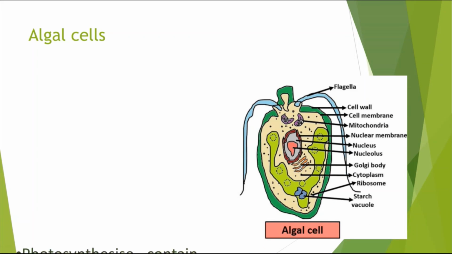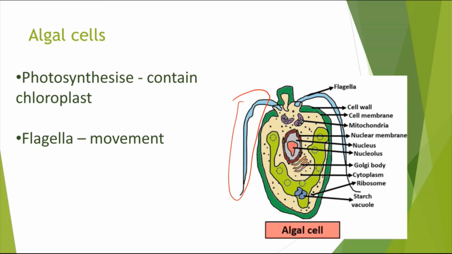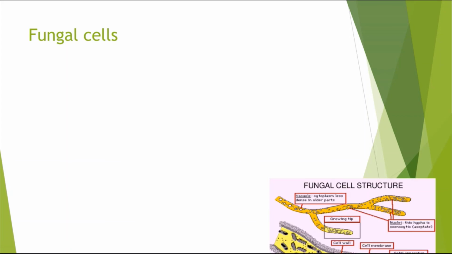Right, so algal cells. So this is an algal cell. So what they do is they're able to photosynthesize because they contain a chloroplast, and they contain a flagella, for example this, and this allows it to move around, makes it easier to move around and to, for example, get nutrients or something. And it contains a cellulose cell wall, same as a plant cell, and it can be multicellular or unicellular.